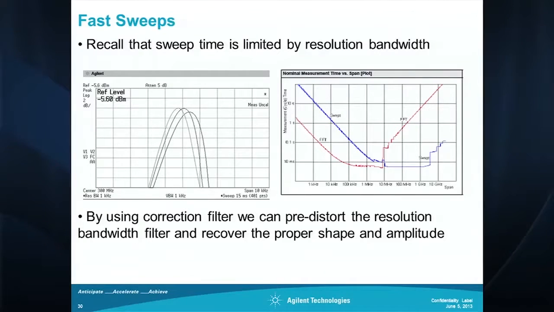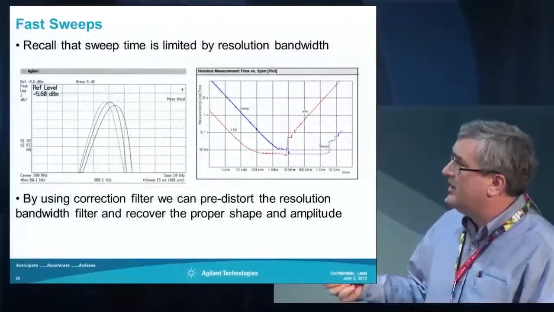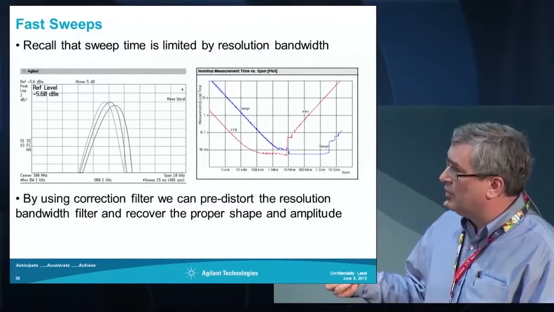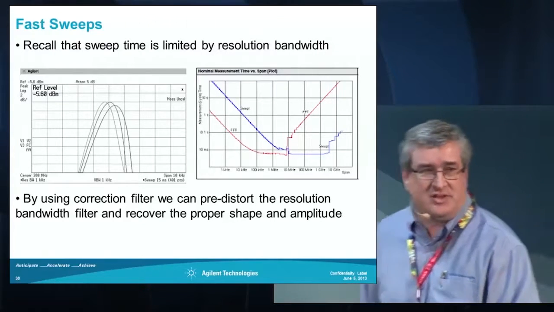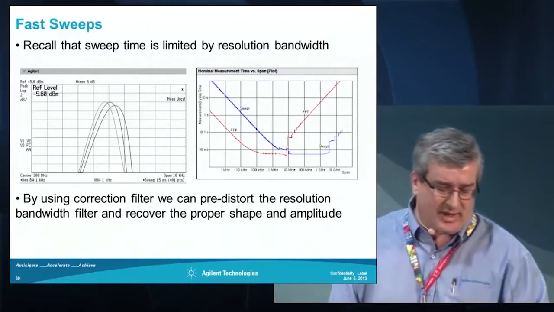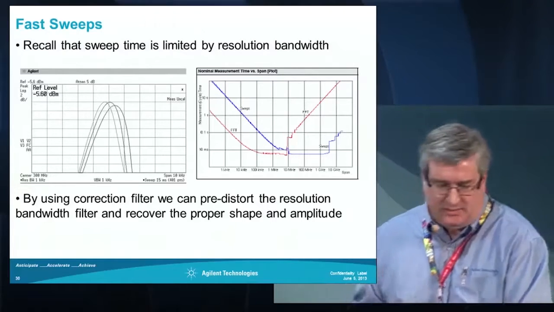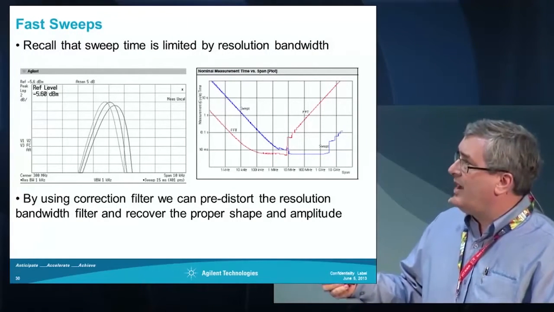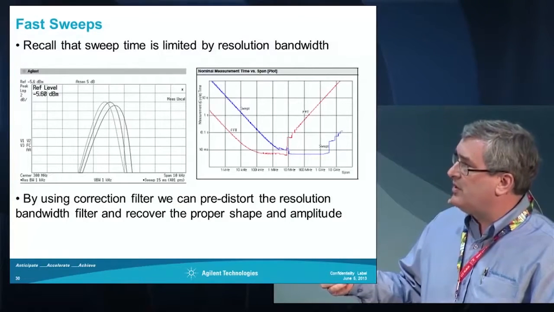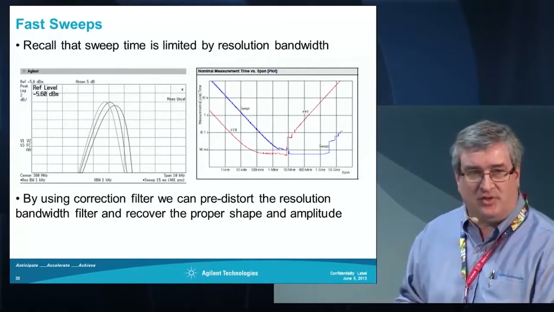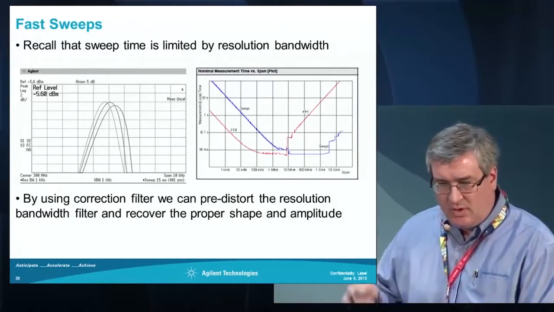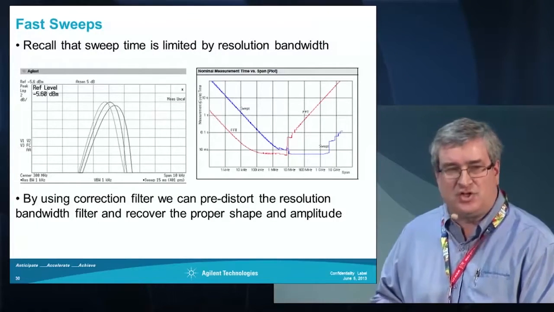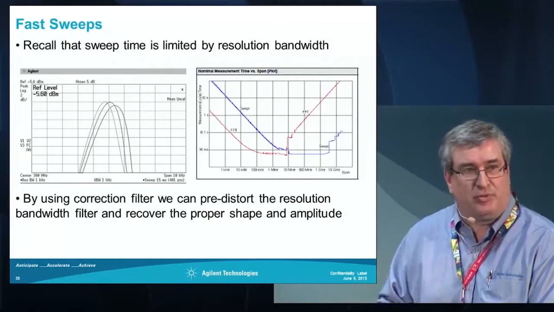Remember this graph I showed you a while ago where I said, the faster you sweep, the more distortion you start seeing in that resolution bandwidth filter. We want to avoid that. Now here's the key. As I said, this is actually math. It's not an error. If you sweep at a certain rate, you know what the filter shape is going to be. So you can correct it out by using a pre-distortion technique.